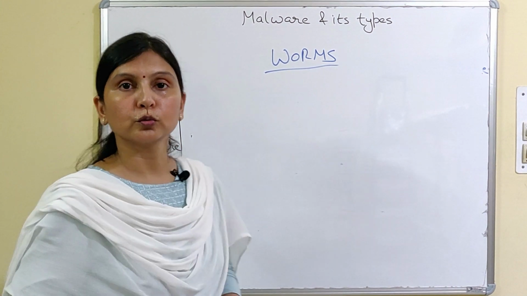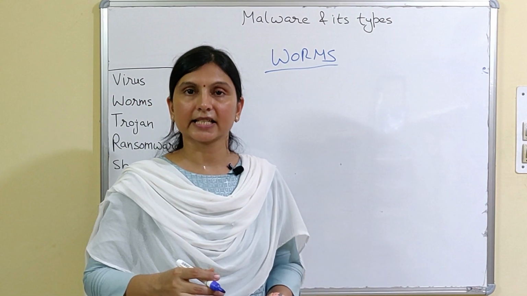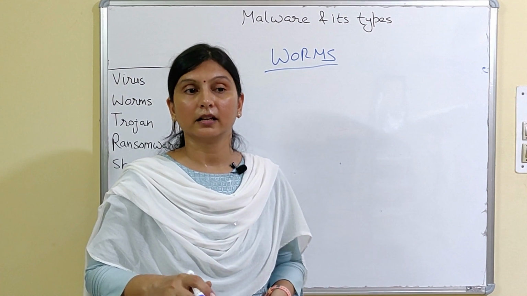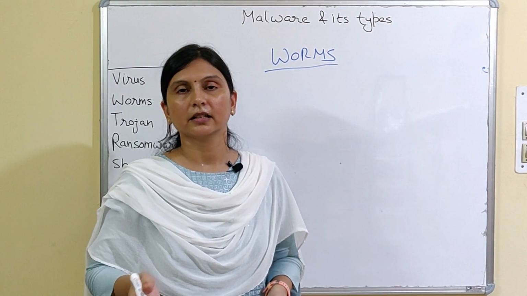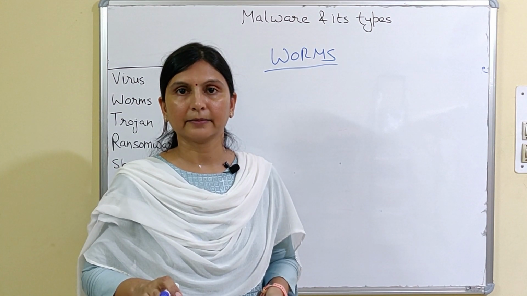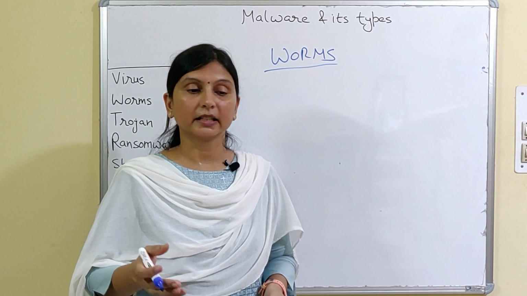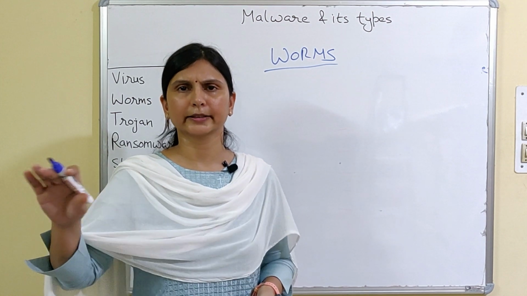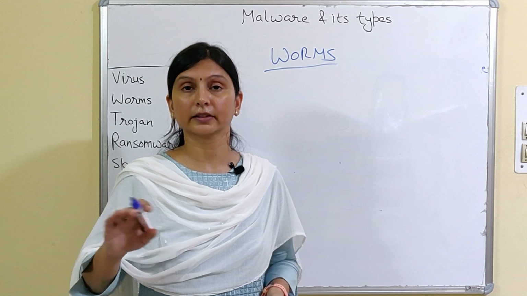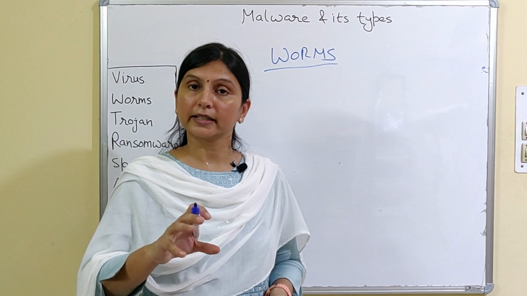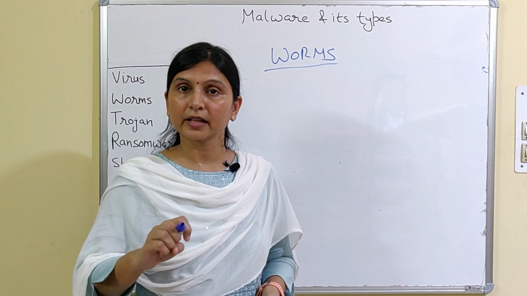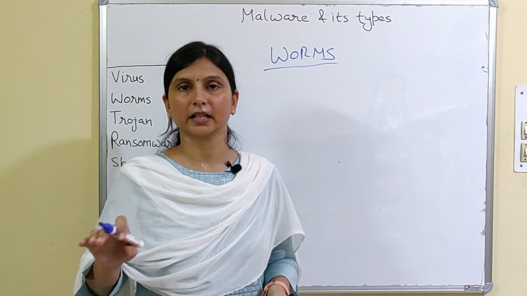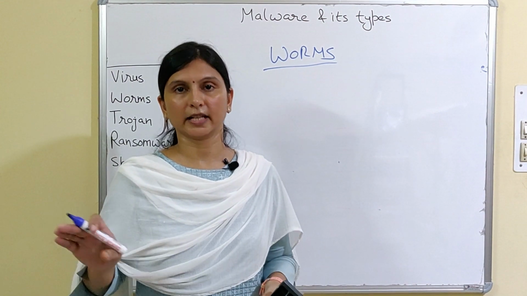Now what do worms do? Worms enter a system and fill the memory, RAM and hard disk. And how does it spread? It uses the address book present in the system and spreads throughout the network. It uses the network to spread, which means whatever systems are connected on a network, it spreads to all of them.